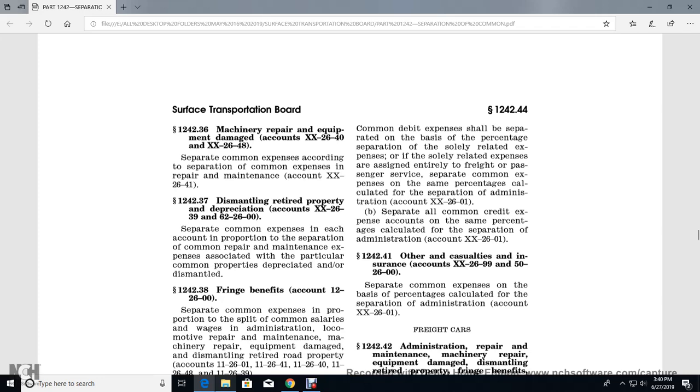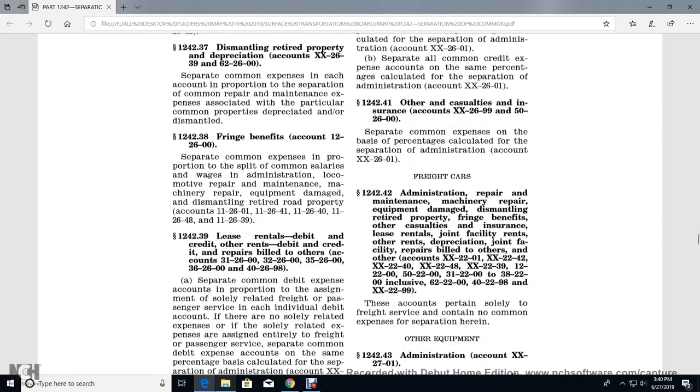1242.044: Other casualties, including insurance, account XX 2699, 2600. Separate common expense on the basis of the percentage calculated with the separation administrative account 2601.